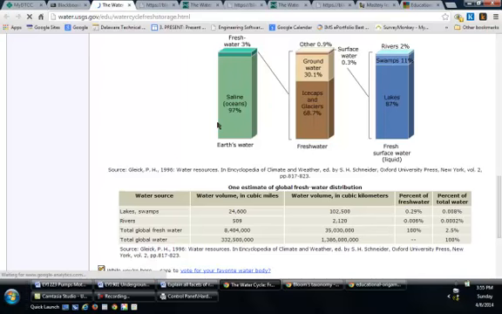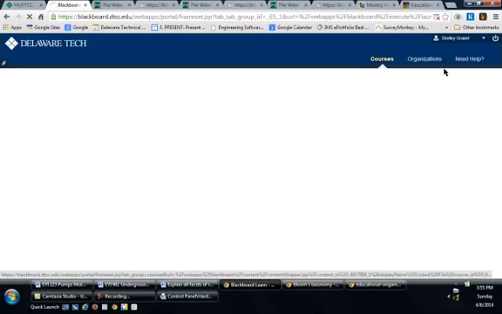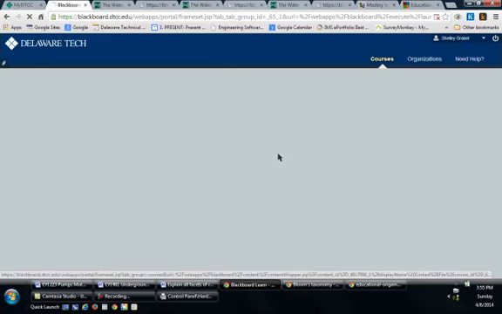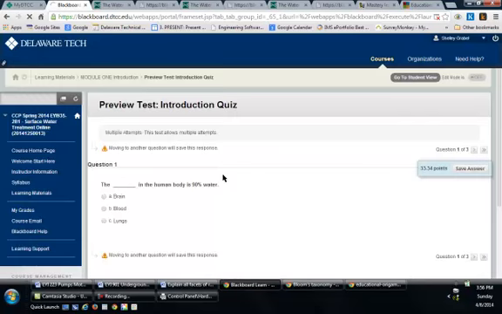So they're going to be looking at the distribution of Earth's water and the estimate of how much global fresh water there is and where it's found. And then finally, we ask them to take an introductory quiz. And when they take the quiz, they'll get some feedback, so they'll know how they're doing.